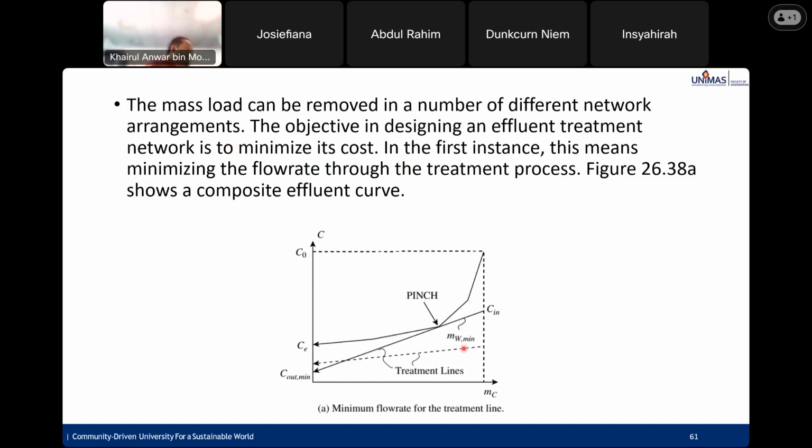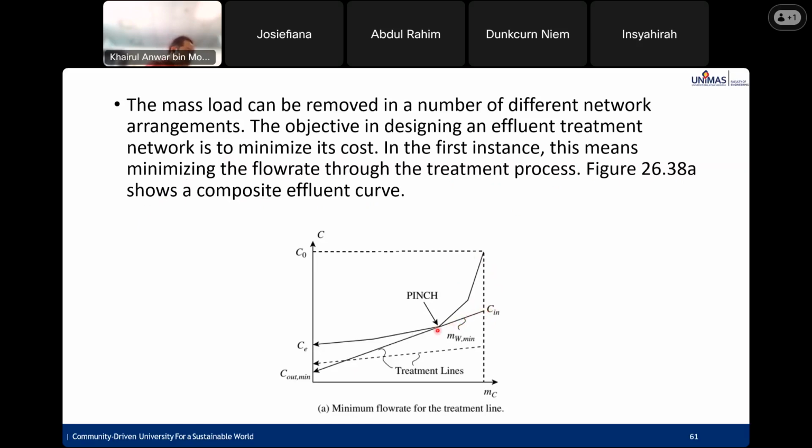The mass load can be removed in a number of different network arrangements. The objective is designing an effluent treatment network to minimize its cost. In the first instance, this means minimizing the flow rate through the treatment process. Figure 26.38 shows a composite effluent curve.